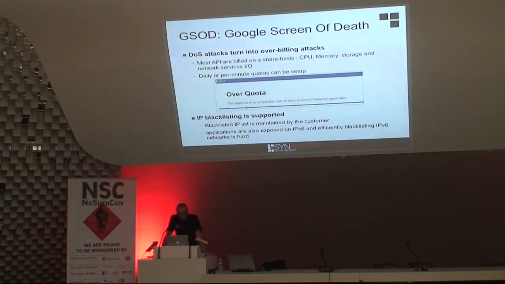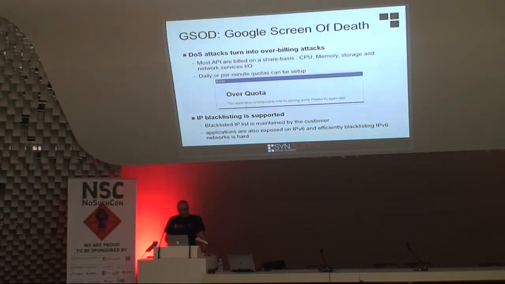The last aspect of application implementation is regarding denial of service protection. So we don't have a blue screen here, but we have an over quota screen. The thing is, most of the APIs provided by Google are built on a shared basis. So when you're using CPU, memory, when you're requesting the datastore, when you're requesting remote services, you get some quota to consume, and once you reach the limit, either you will pay a lot of money if it's an open billing account, or at one point you will reach this screen. So in order to protect against denial of service or overbilling attacks, you can set up some quota, like per minute or per hour quota, or daily quota, sorry.